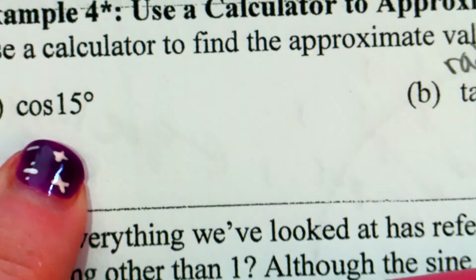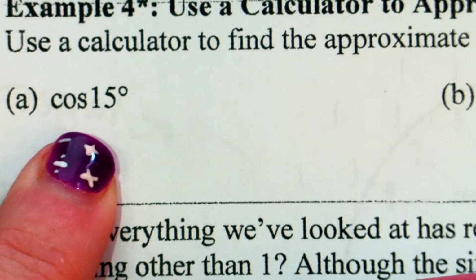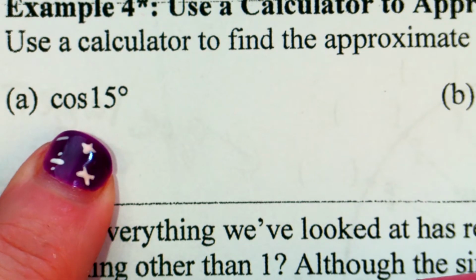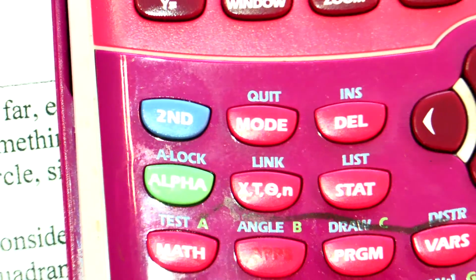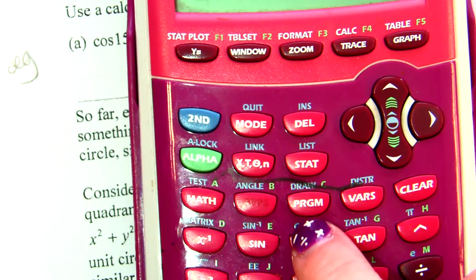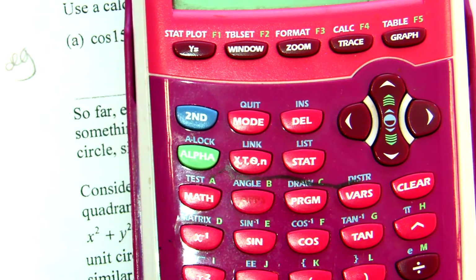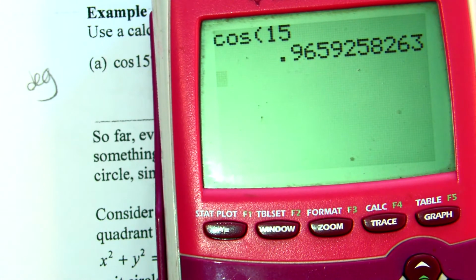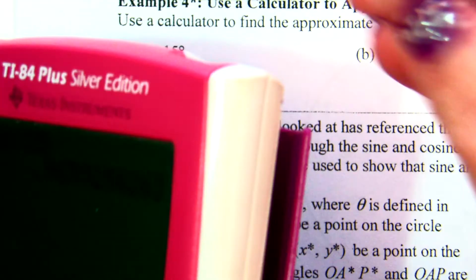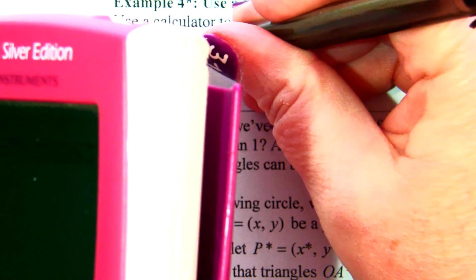And then it says find cosine 15, and it says to 2 decimal places. So you just hit cosine and 15, and since it's in degrees, it'll give you this answer. And what is that to 2 decimal places? Approximately 0.97.